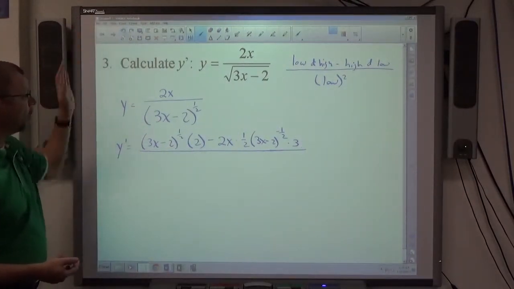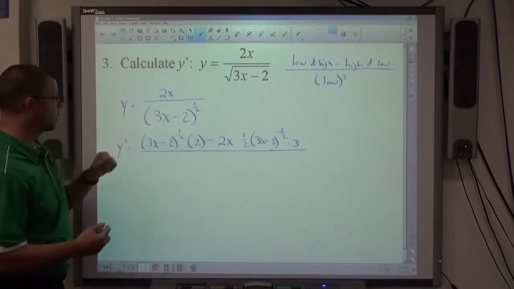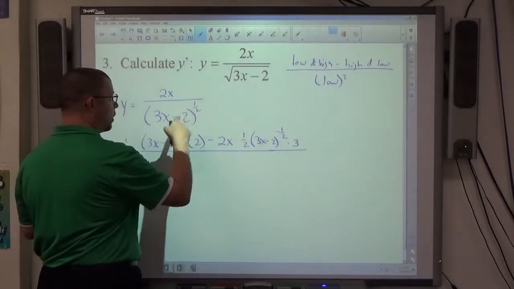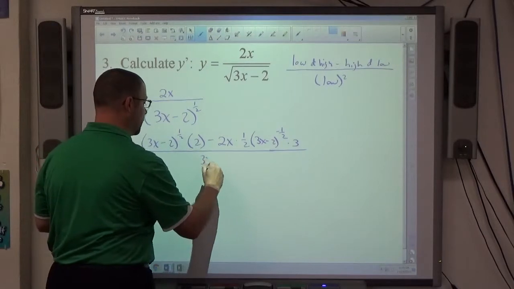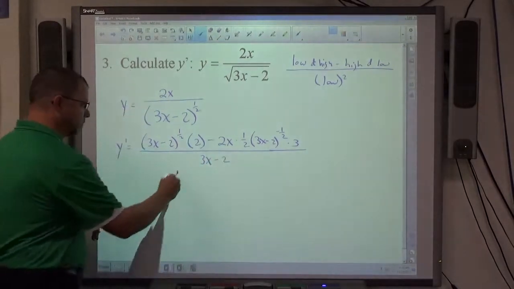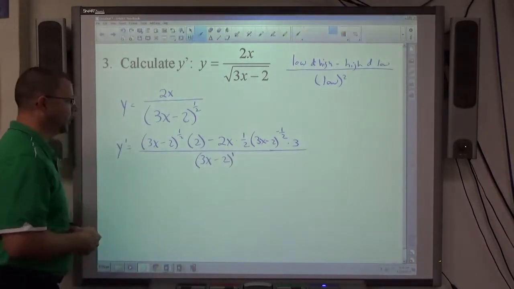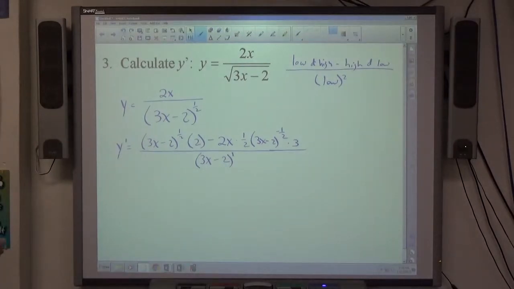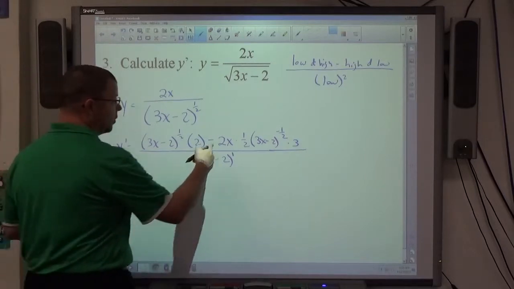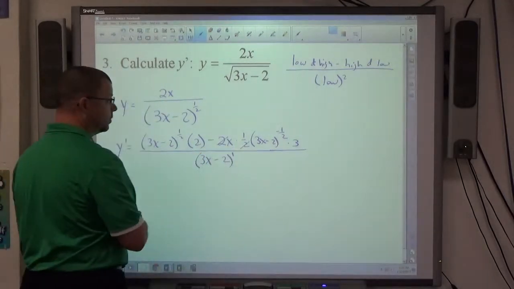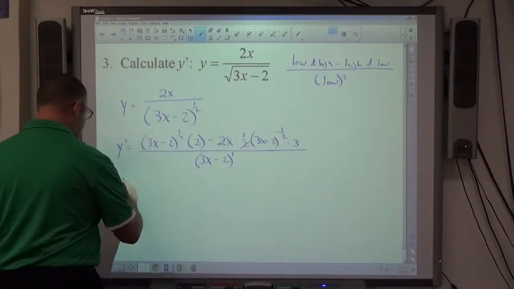Okay, all that over the square of what's below. So if I square this thing to the second power, 1/2 times 2 is 1, so I'm just going to get 3x minus 2. For the first, if you want to get really technical about it. Okay. Next thing I would do is start beautifying this thing up, making it look prettier. 2 times 1/2, the 2's cancel. So I'm going to go y prime equals.